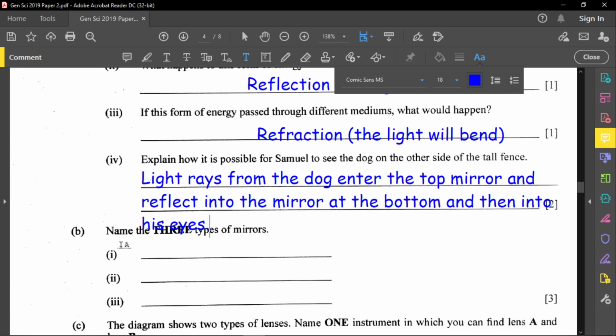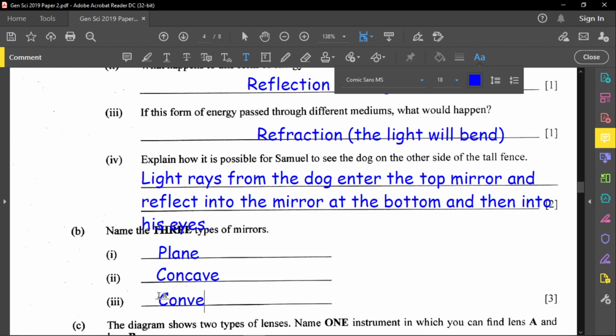All right, the next question is part B. It said name the 3 types of mirrors. You have what they call a plane mirror. You have a concave mirror. And you also have a convex mirror.